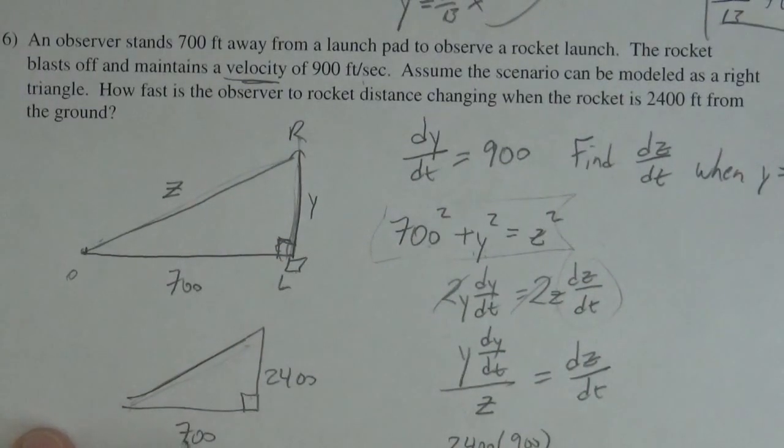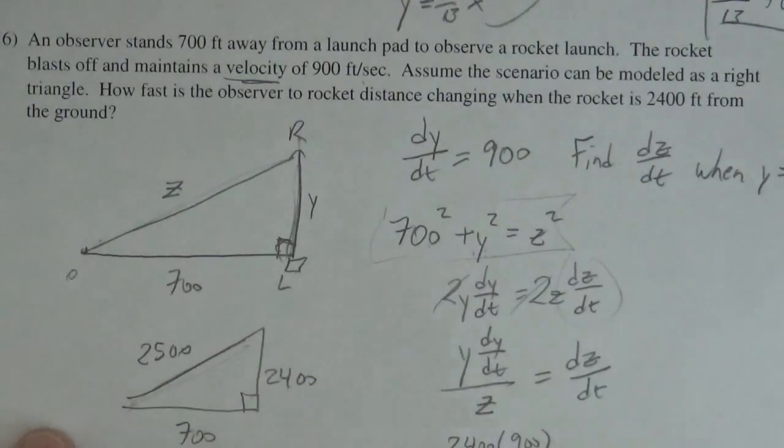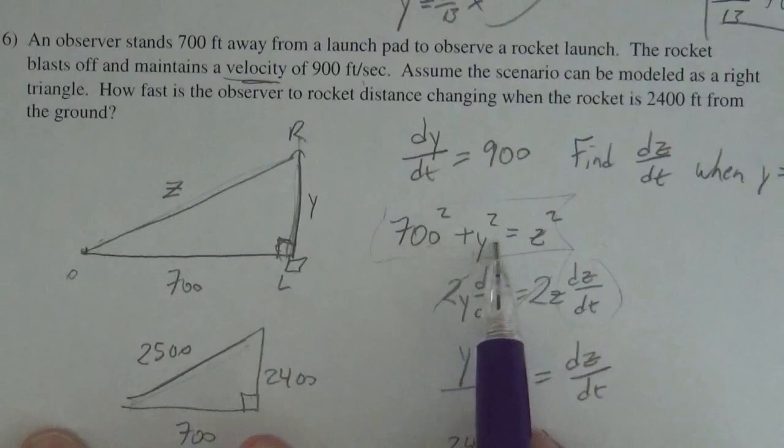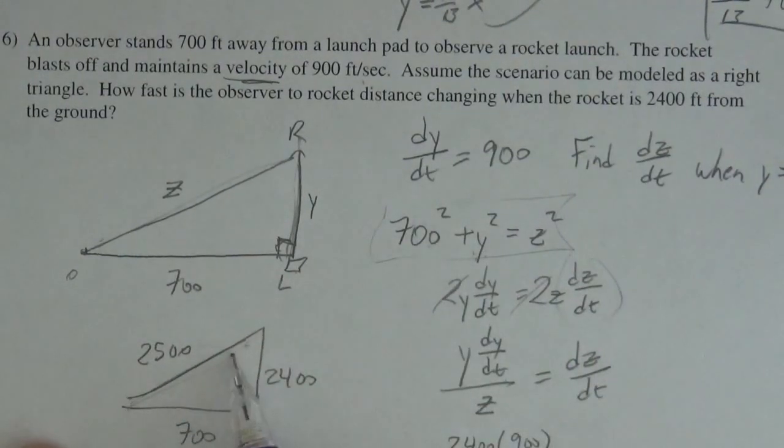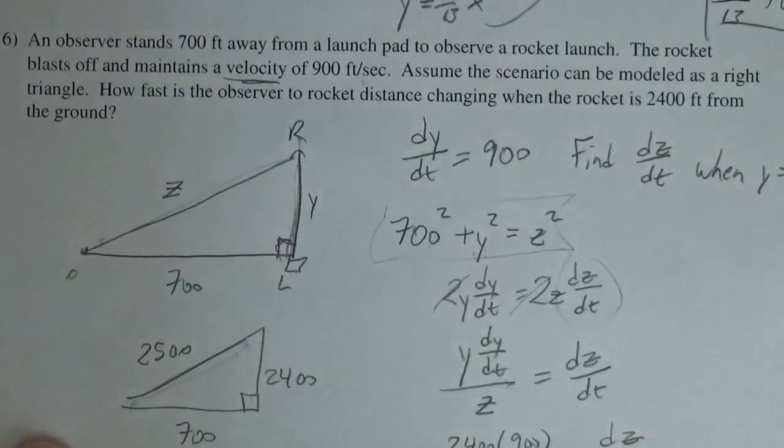And you could just recognize that this is a 7-24-25 triangle and get that fast, or you can plug in the 24 for the y, solve for z, you'll get 2,500 there. So we'll put 2,500 down here, and that's our dz/dt.